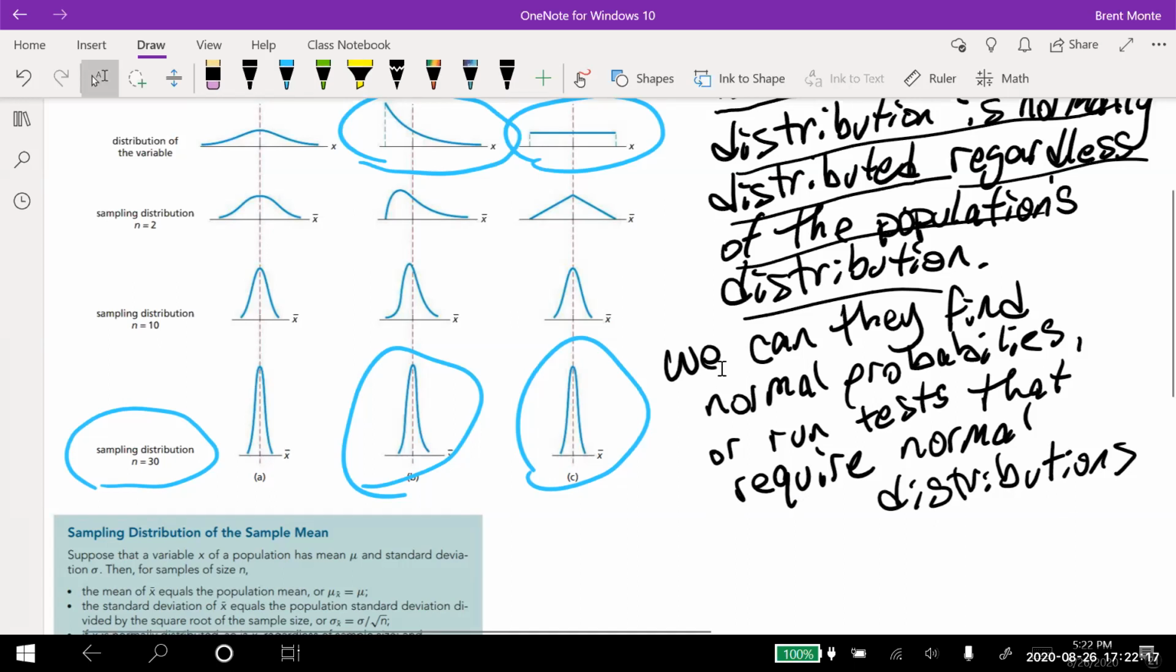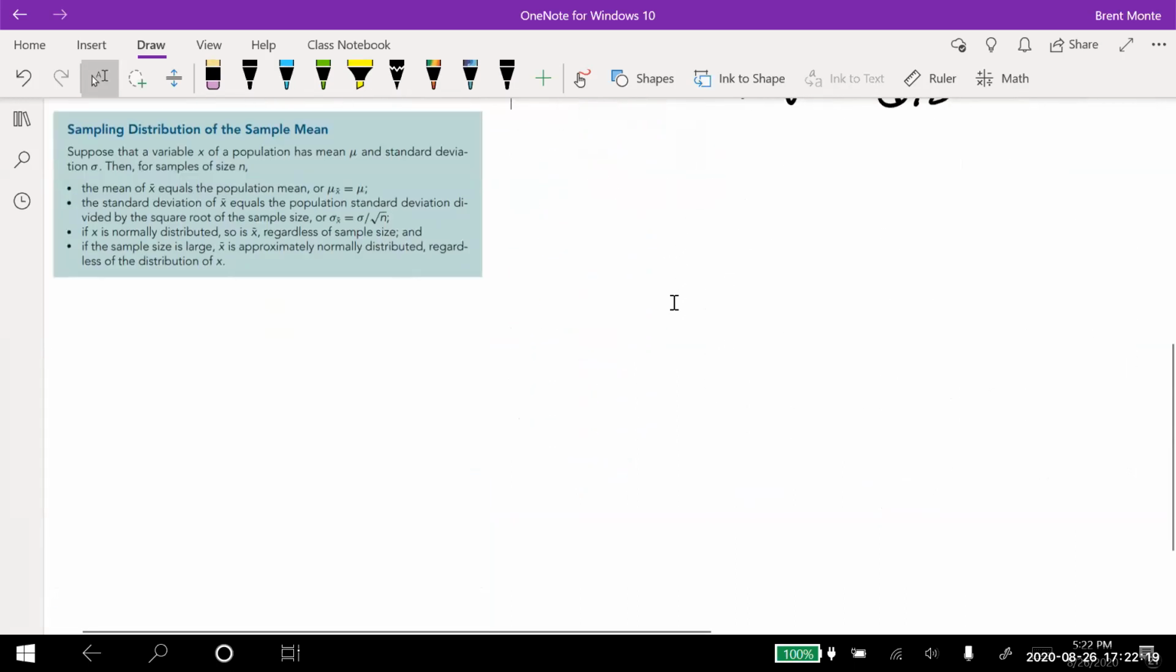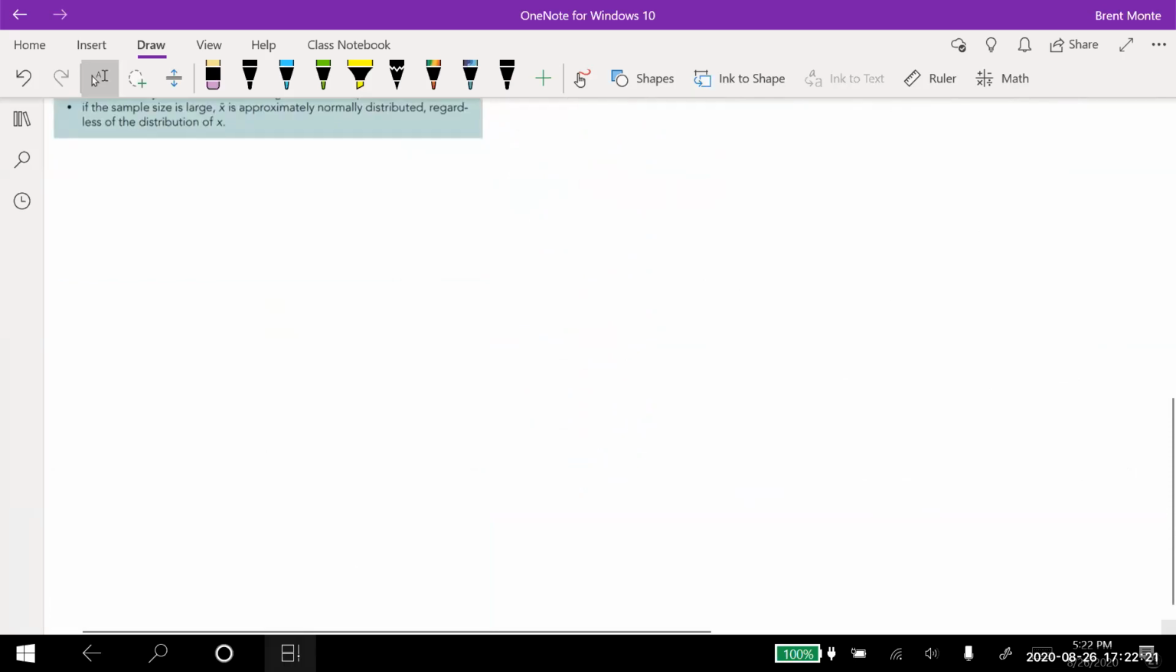All right, let's apply this to a problem to see how this all works. Let me go grab a problem.